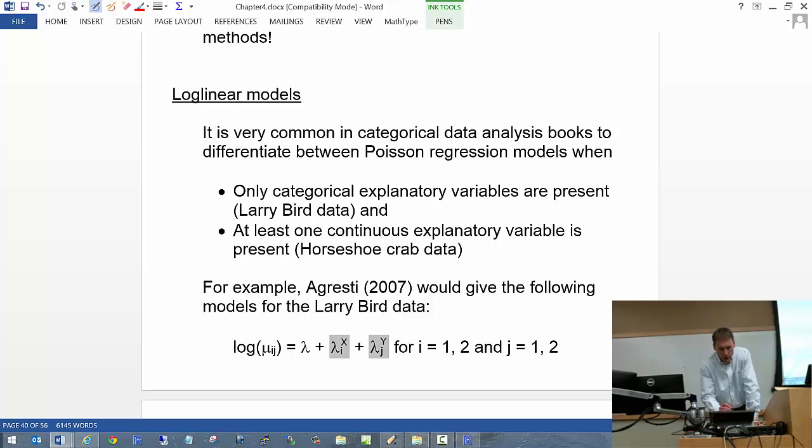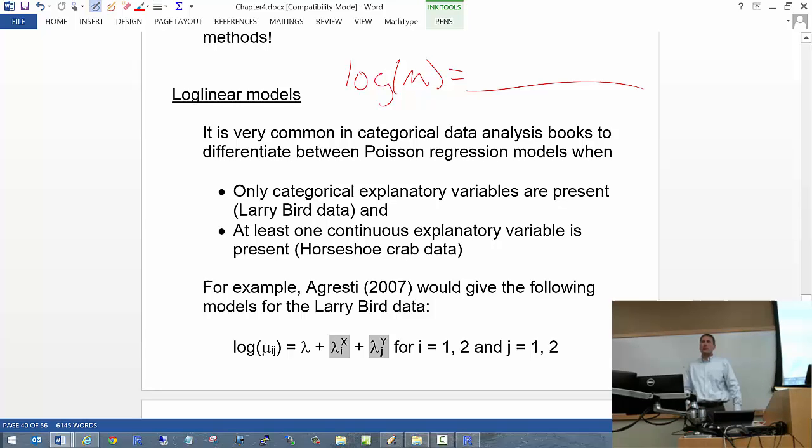Now notice the form of our model here. Log of mu, and then we have a linear combination of our betas with our x's. Log linear model. So typically people use this terminology, log linear model, to describe the setting where you have a Poisson regression model and you're modeling counts in a contingency table.